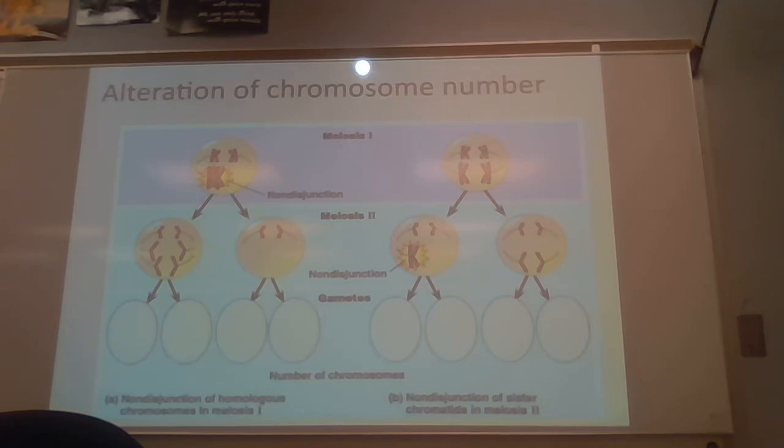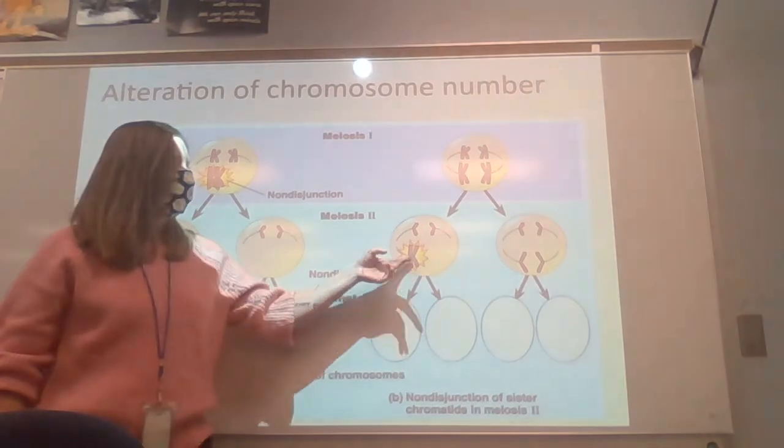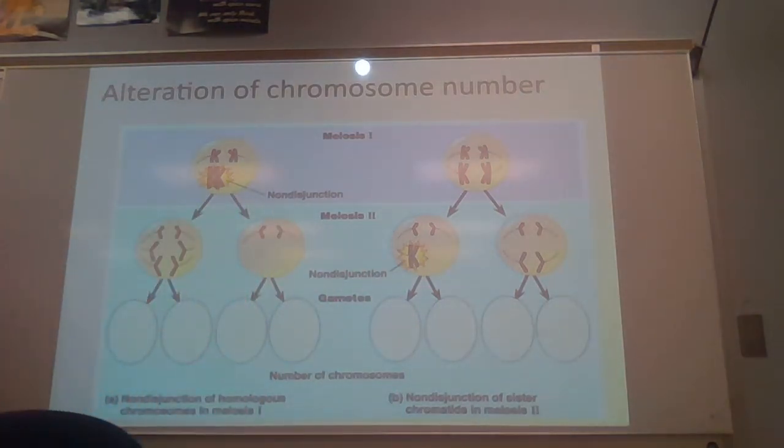So the other big issue that can happen in the process of meiosis is something called non-disjunction. So take a look at that diagram. And non-disjunction can happen in both stages. It can happen in meiosis 1, and it can happen in meiosis 2. So with your group members really quickly, what do you think non-disjunction is? What's happening there? Non-disjunction.